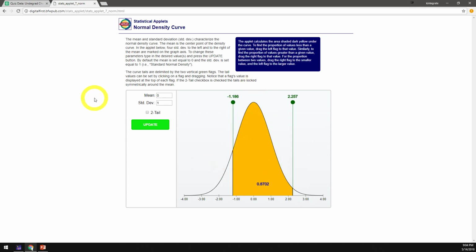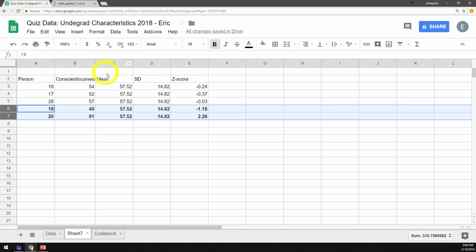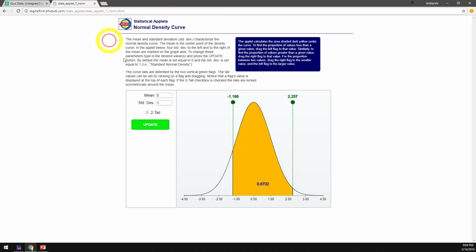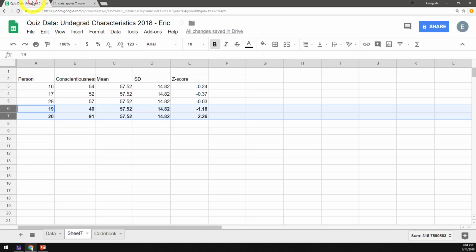Now, oftentimes in the book it shows you using tables for this. I really like these interactive sliders because you can see the proportions move as you slide the z-scores along the x-axis, or the horizontal axis. I really find that this is really helpful for visualizing what's actually going on.